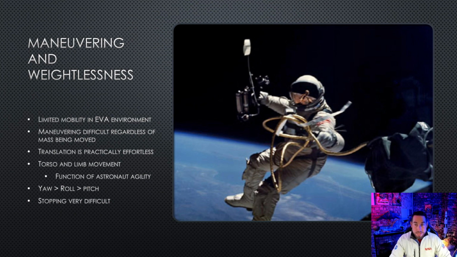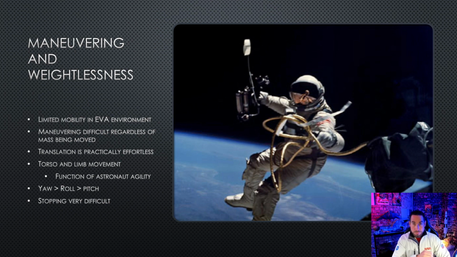On top of that, stopping is very difficult, or at least stopping with any precision is very difficult, even under optimal conditions. Now if you're trying to carry weight or a load in space, it's easy to translate from position A to position B regardless of how much you're carrying, because in space there is no weight, so that becomes a non-issue. What does become an issue, though, is getting yourself stopped if you're carrying this extra mass.